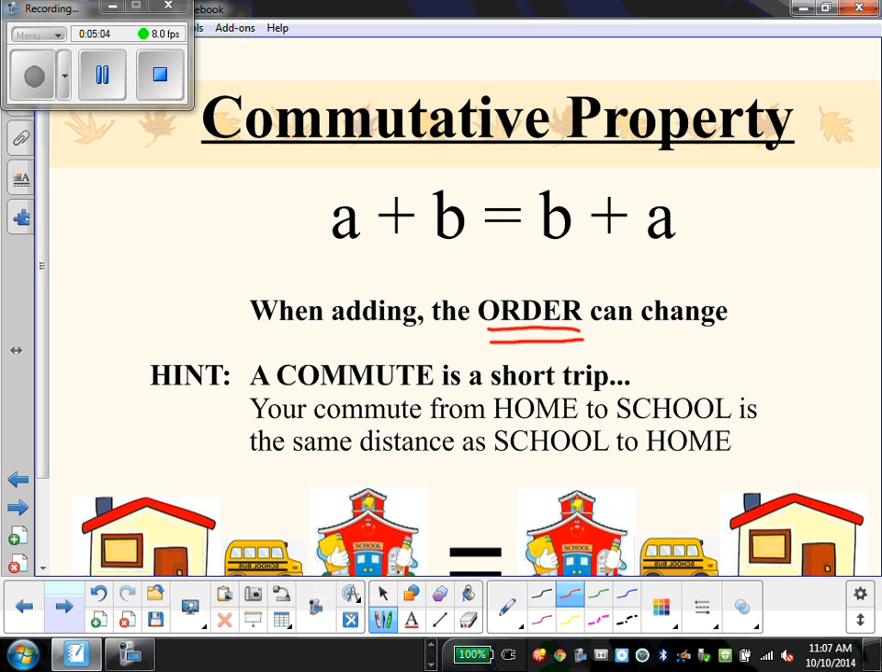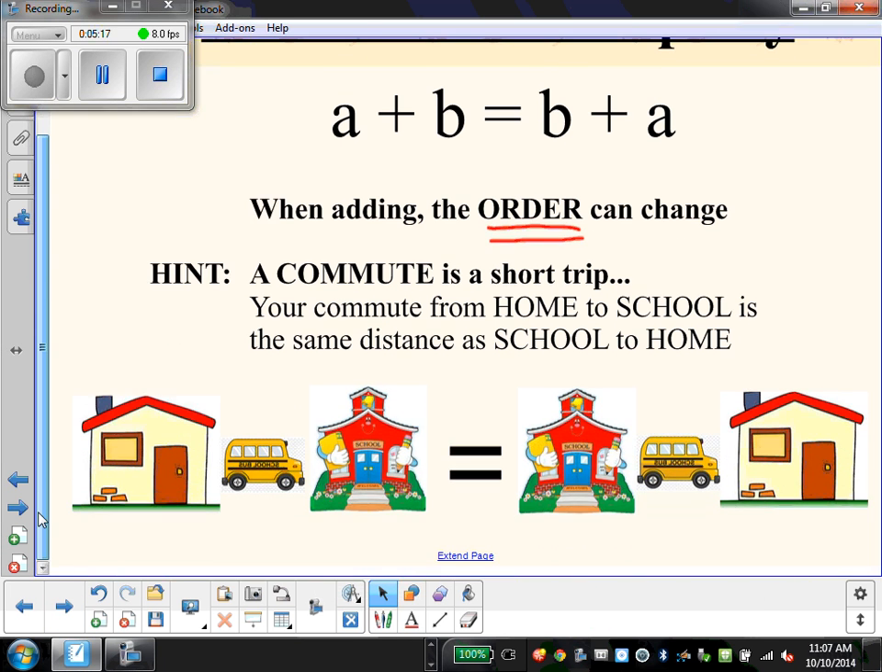Hint, think of the word commute. A commute is a short trip. People commute to work, you commute to school. Your commute from home to school, when you go from home and go to school, that is equal to your commute from school to home, because chances are you go the same route, so it is the same distance or maybe the same amount of time. So home to school equals school to home. So that is your commutative property.